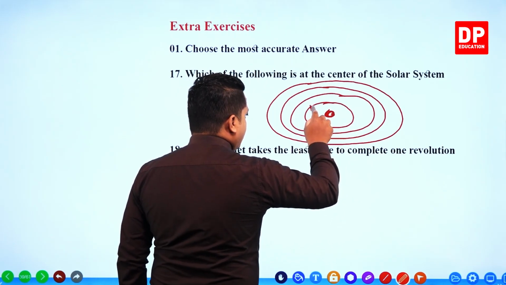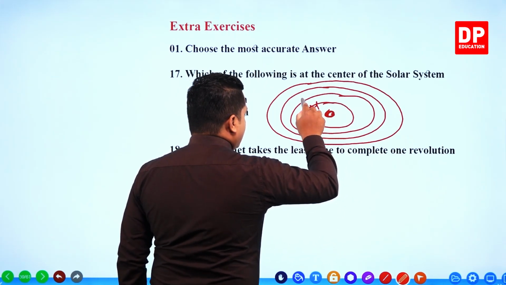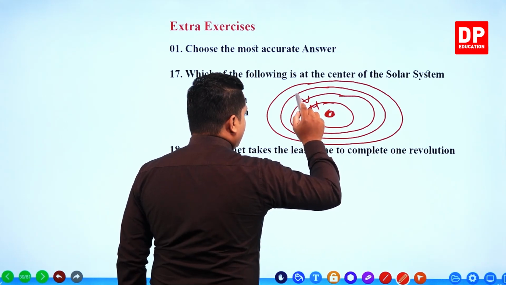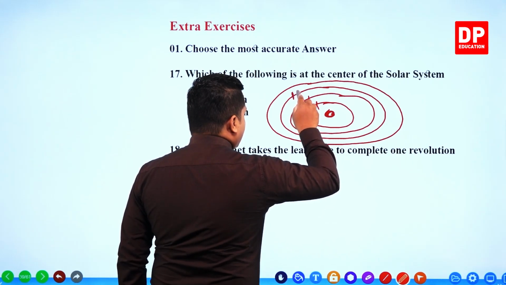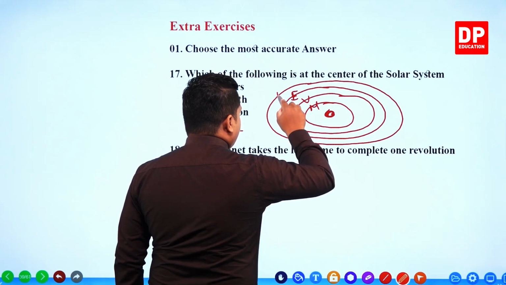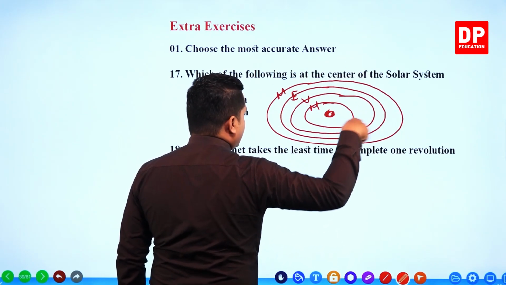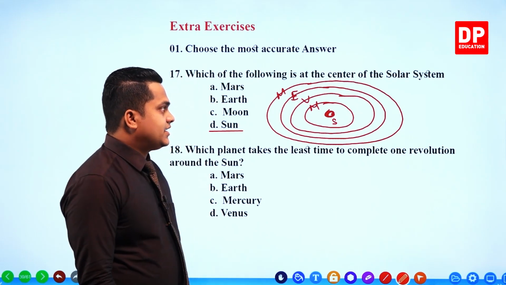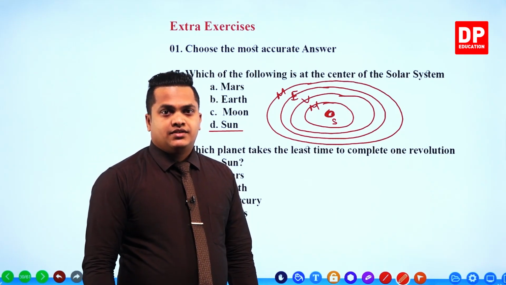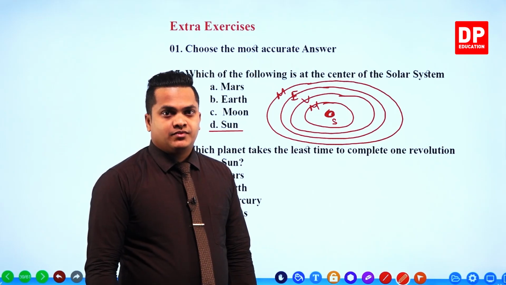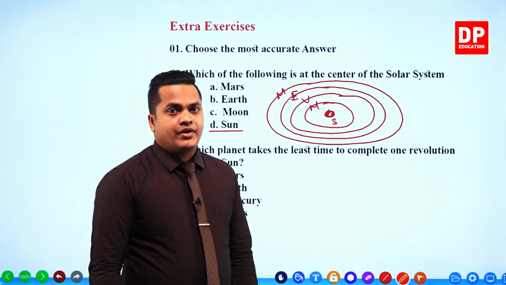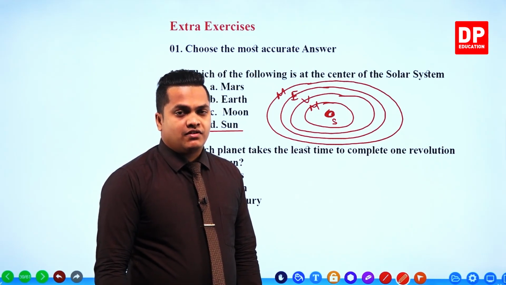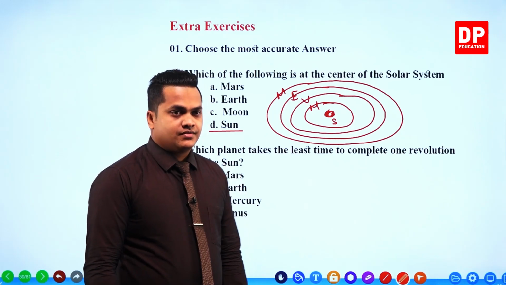Closer to here you can observe Mercury, then Venus, then the Earth, Mars, and so on. So the Sun is at the middle. This is our solar system. At the center of our solar system, we can observe the Sun.